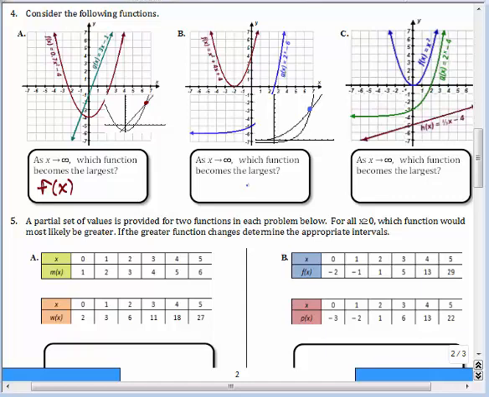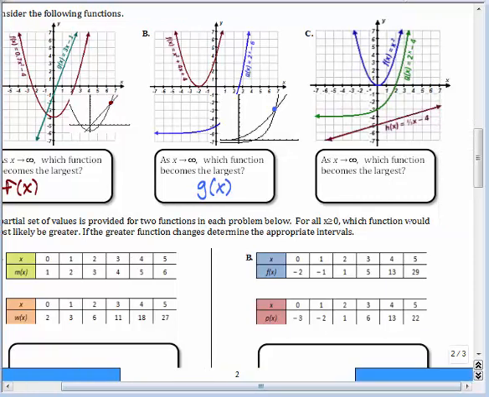So in this example right here, g of x eventually becomes the largest as you move to the right. Now we have three graphs, and again, it's just a common understanding. The line is probably going to grow the slowest. The exponential eventually will grow the quickest as it moves to the right, and the parabola will grow in between those two. So in this one, without even doing this, the exponential usually grows the quickest.